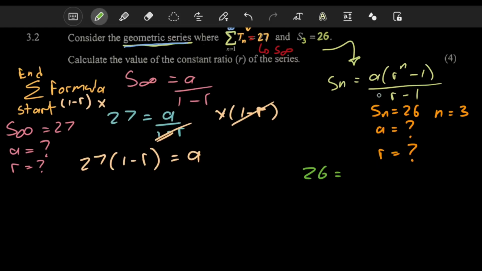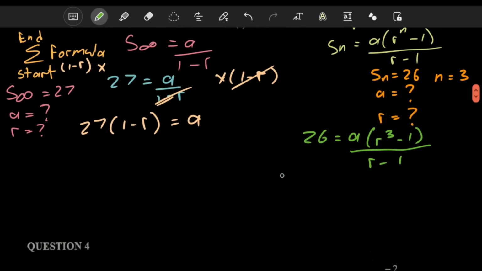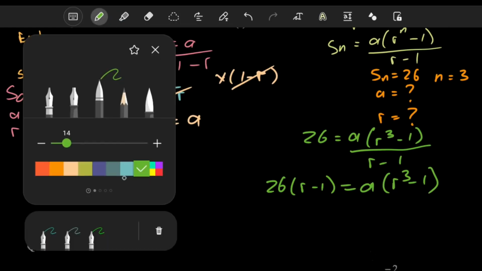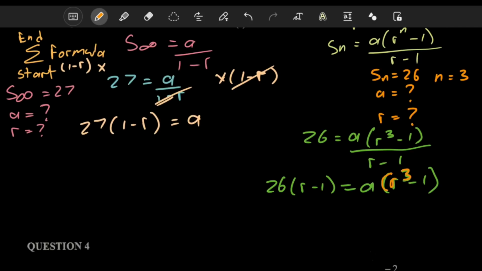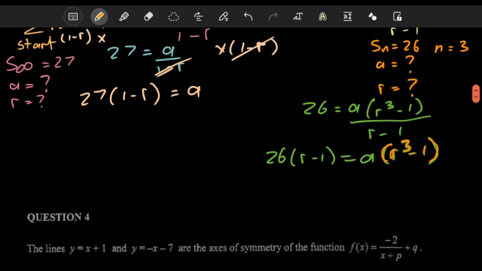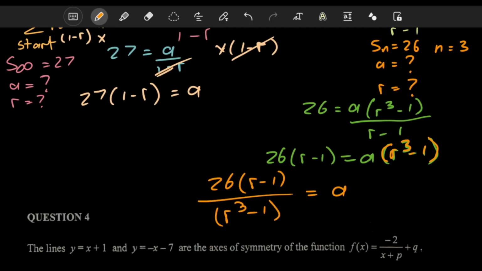So A, we have nothing. You may be thinking to yourself, why don't we also isolate A here as well? Sounds like a plan. So here you can multiply both sides by R minus 1. You're going to end up with this. And then, trying to make A the subject of the formula, you can divide both sides by R to the power of 3 minus 1. If you divide both sides by that, this is what you're going to have.